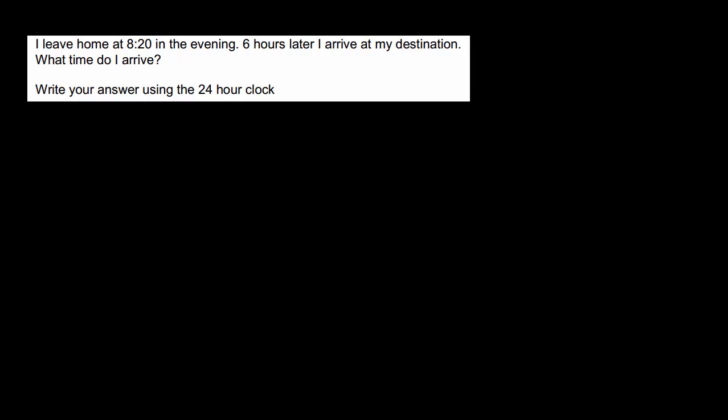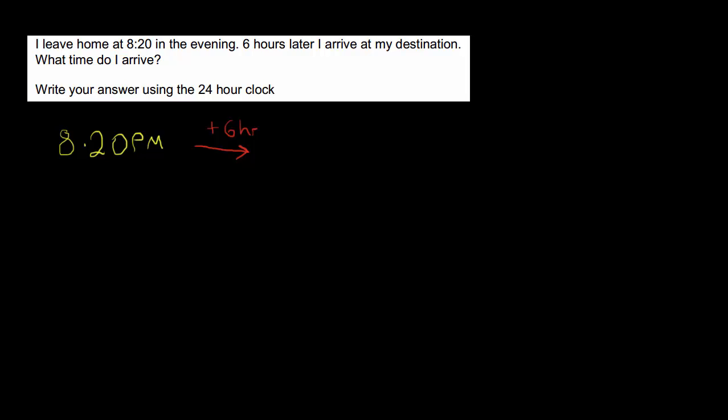Now for this final example, we're given a question on the 24-hour clock in context. It's not just a straightforward convert one time to another. We're told that I leave home at 8:20 in the evening. Now that clearly is a 12-hour clock reference, so it's 8:20 PM. And we're told that 6 hours later we arrive at our destination, so plus 6 hours. We need to know what time it is using the 24-hour clock that we arrive at our destination.